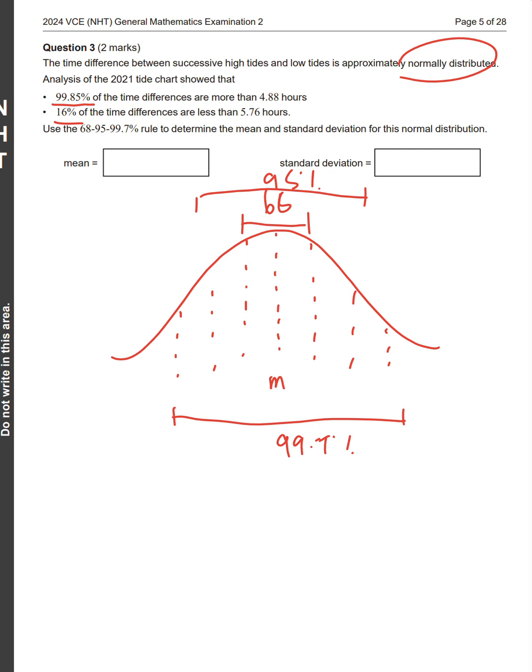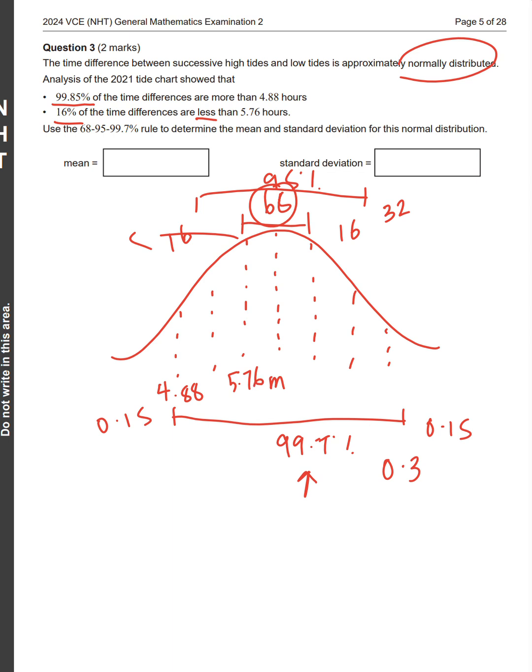Okay, so 99.85 is what's going to be here because we know we've got 0.3 left over, which is going to be split between 0.15 and 0.15. So this one is going to be 4.88. The next one, 16% of time differences is less than. Now 16 sits with the 68 because that's 32 left over, which means 16 are going to be on each side. So 16% of the time differences are less than. So that's less than, so that's this side. So that's going to be here, 5.76.